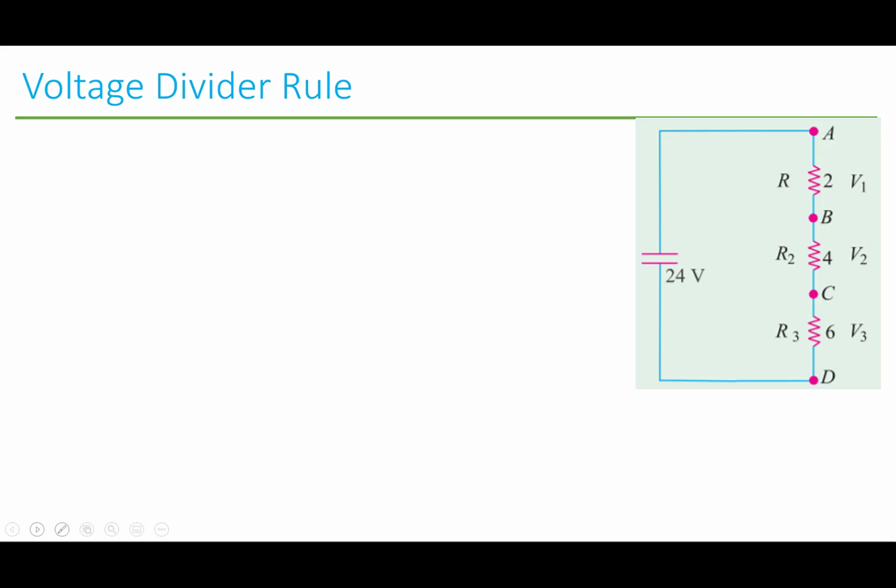That means if you want to find out the voltage across a particular resistor, given that the total voltage of the circuit is known. So let's try to find out the voltage divider rule. We know that total voltage V, say V equals 24 volts, is V1 plus V2 plus V3, right?